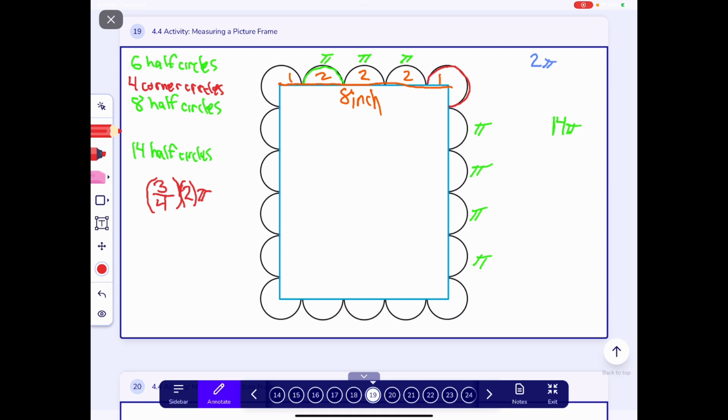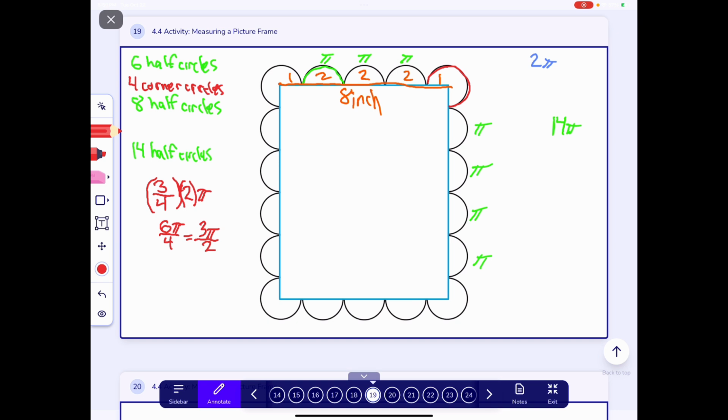So think about how I got this. 3/4 of 2 pi. That's because the whole circumference is 2 pi, but we don't need the whole thing, we just need 3/4 of that. So 3/4 of 2 pi, and you could simplify that as 6 pi over 4, or 3 pi over 2.